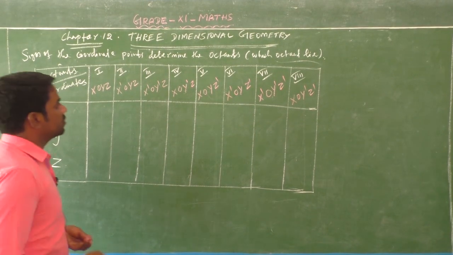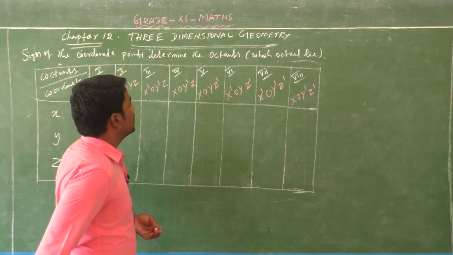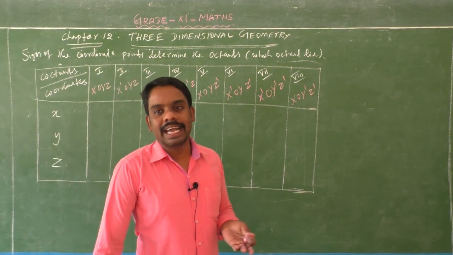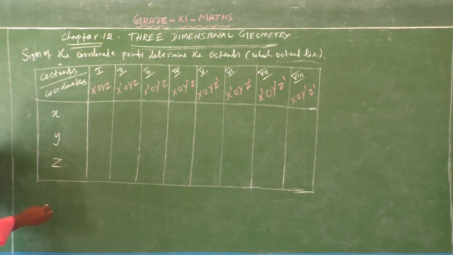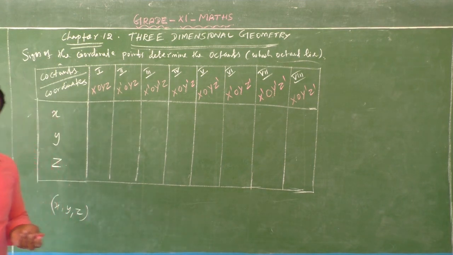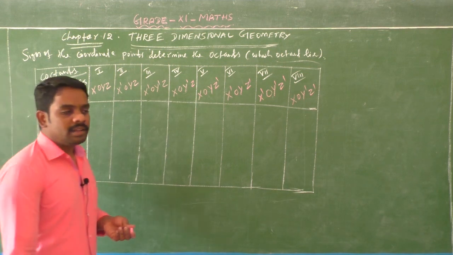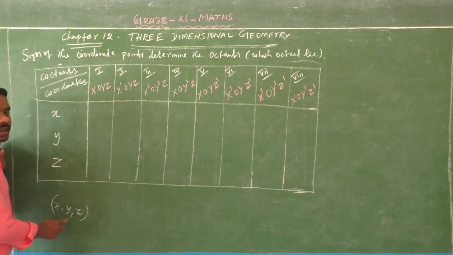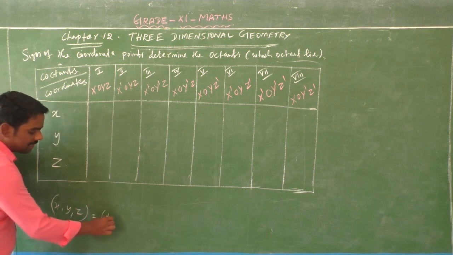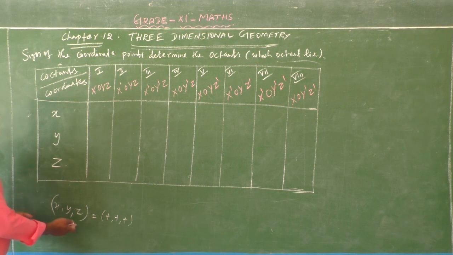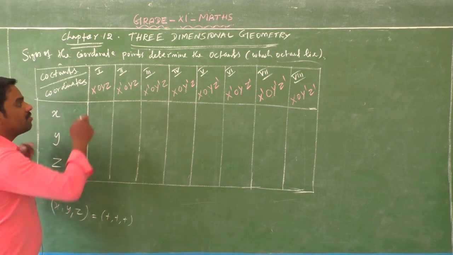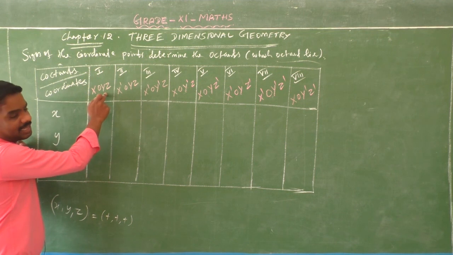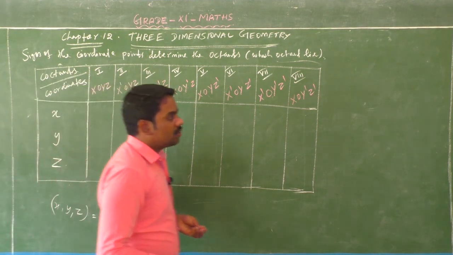Okay, right. Then the sign of the coordinates. The coordinates of a point determine the octant. In which octant does this point lie? Listen. A coordinate point x comma y comma z, here the x coordinate, y coordinate, and z coordinate values are all positive. So plus comma plus comma plus. So this point lies in the first octant. This point x comma y comma z lies in the first octant, that means the OXYZ octant.